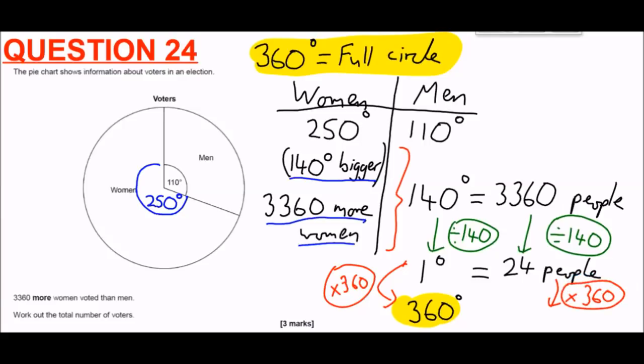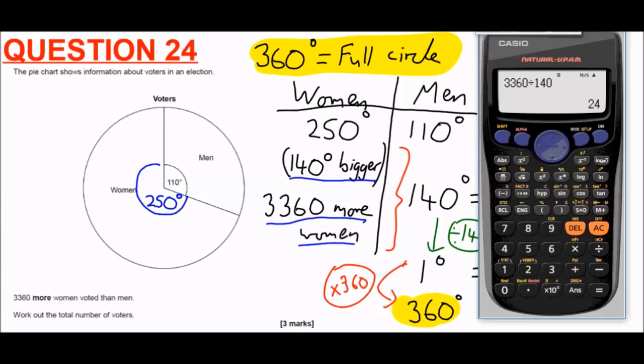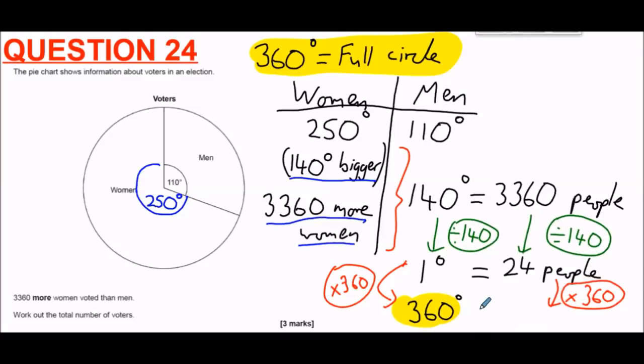And so 24 multiplied by 360 shows us that the total number of voters is 8,640. So the total number of people that voted is 8,640 people. So that's our final answer. Total number of voters is 8,640.